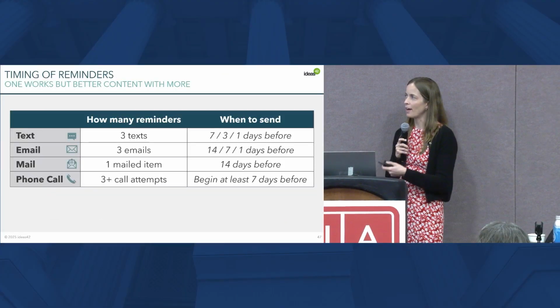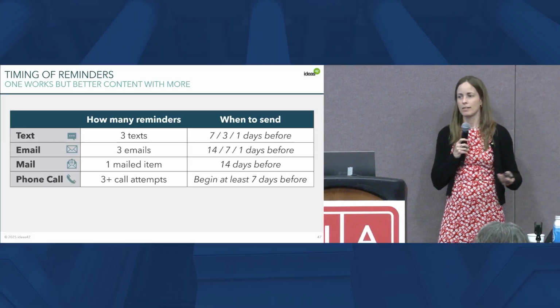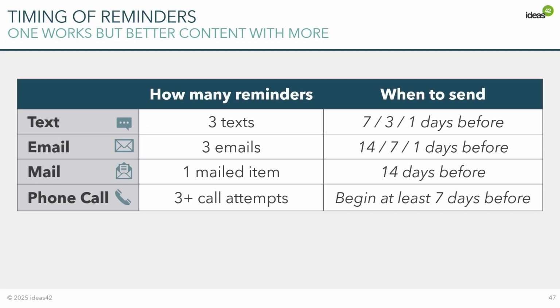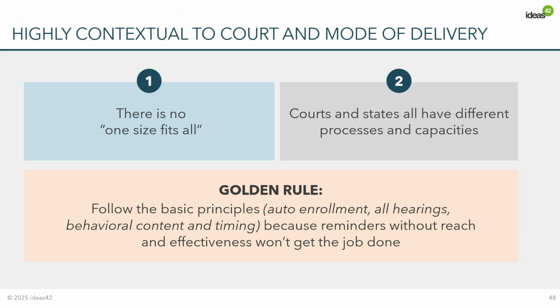All right, so how many reminders should you send and when? The answer depends on what delivery method you're using. So for text messages, as you saw in the example, ideal is to send 3. That way you can fit in lots of different types of those different elements in the content. If you send it 7, 3, and 1 days before, that gives it early enough that they can start to make a plan, but also reminds them right before so they don't forget. Email, we recommend a similar approach, but starting a little farther out because people typically are slower to open emails.